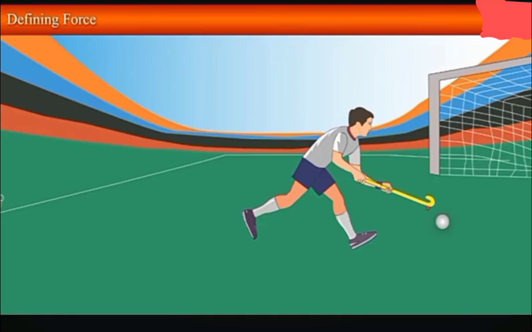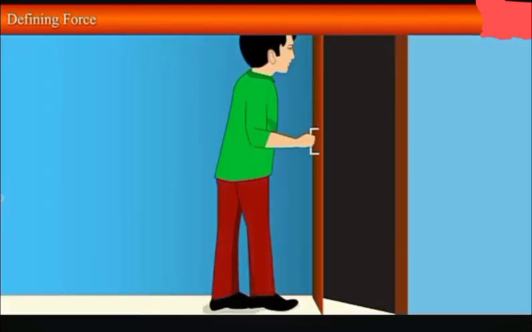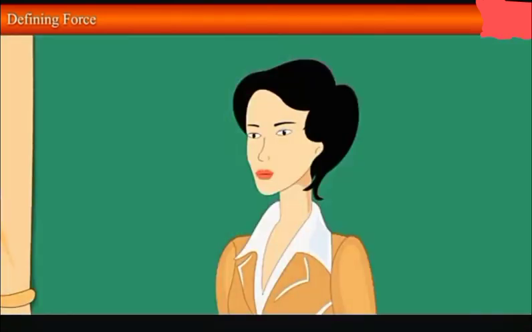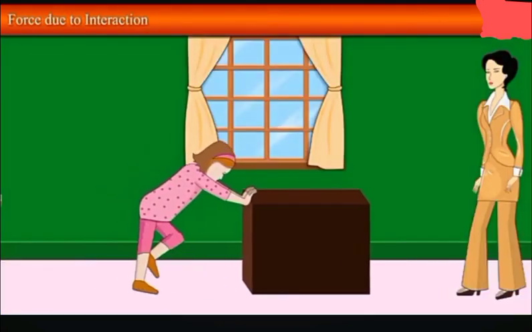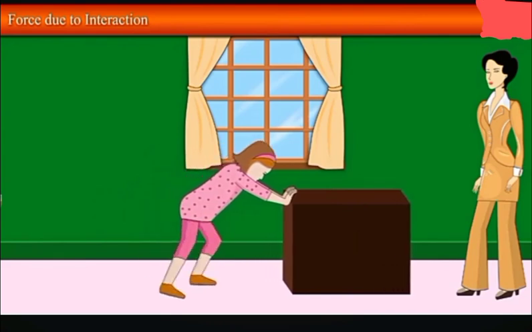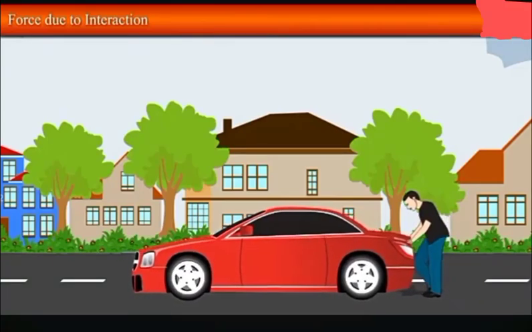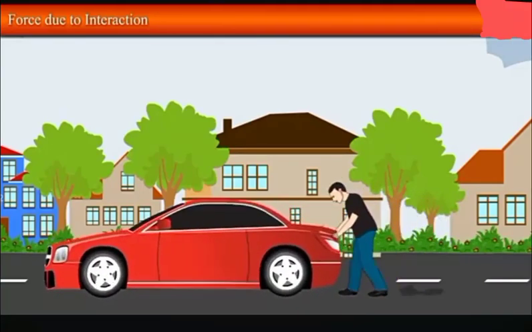In both these cases, force is applied. When you pull the door, then also you apply force. In science, a push or a pull on an object is called a force. Objects must interact for a force to come into play. When you push a box, you are interacting with the box. When the man pushes the car, he applies a force on it.